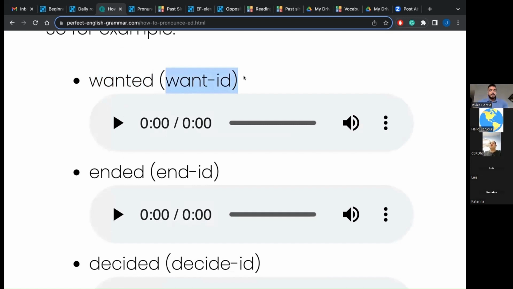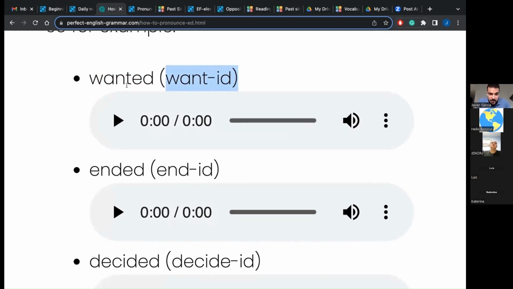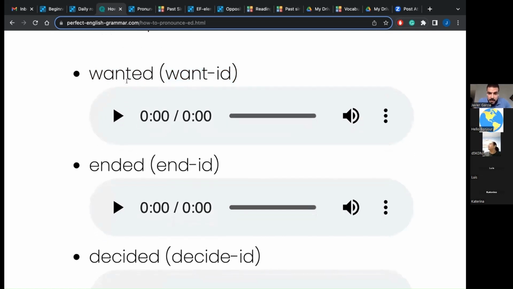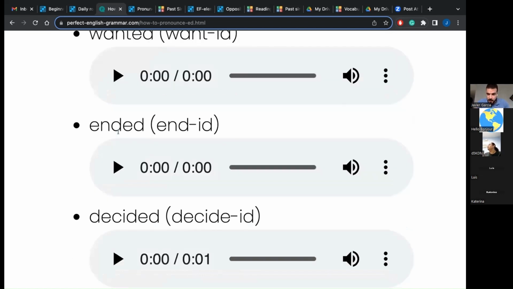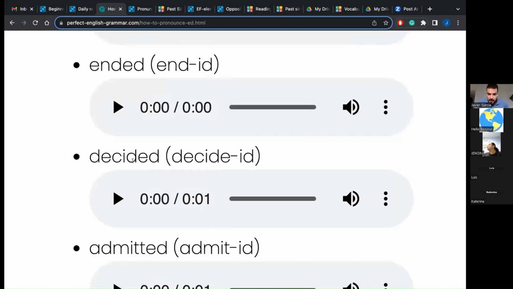Okay, so now let's refresh some of the ideas we were talking about. Let's notice what is the last letter of the word: T here, D here, D here.